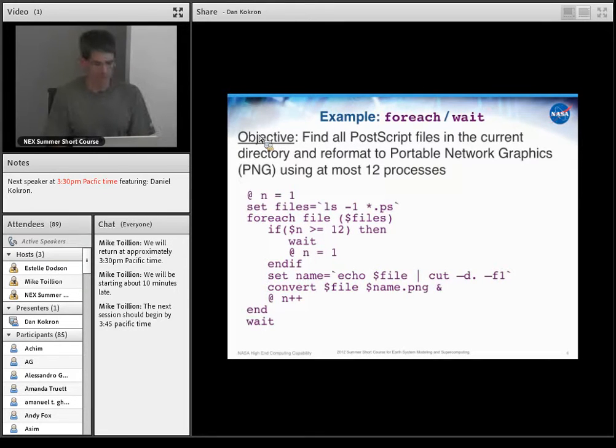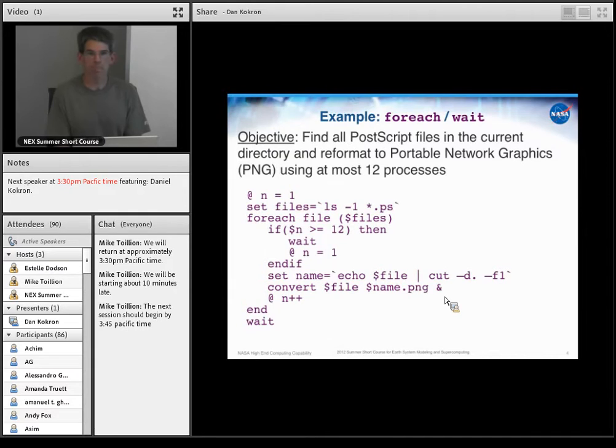So we convert the original file .ps into .png, and the ampersand is the key here. The ampersand puts this process in the background and continues going. So now we put that process in the background, we increment our counter, and then we go back up, and once we've launched 12 of these, we're going to wait. And we're going to wait for all those child processes to complete their work, create their new file, and then return. And then we're going to reset our counter and go again.